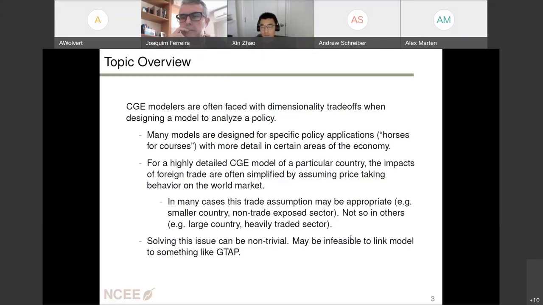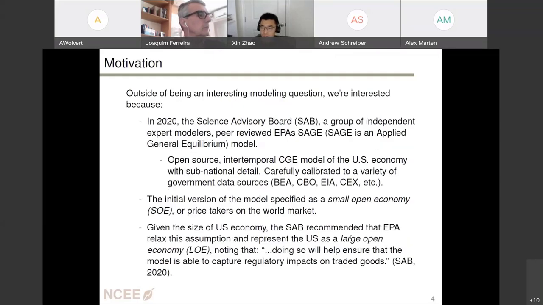So solving this issue can be non-trivial. Given the way the model is formulated, or just given bandwidth issues, linking to something like GTAP might be infeasible. So this work is going to be about ways that we can incorporate the rest of the world in a national CGE model without actually explicitly representing it.